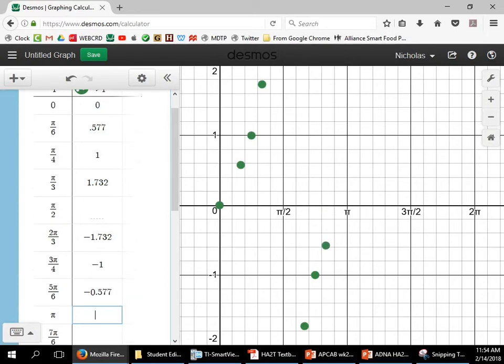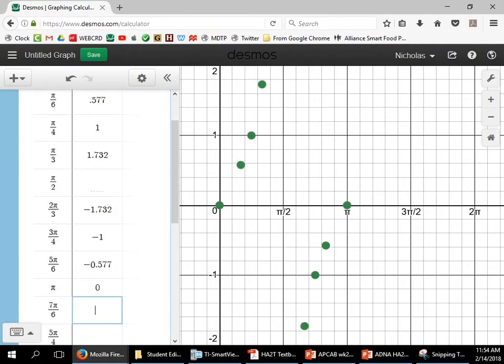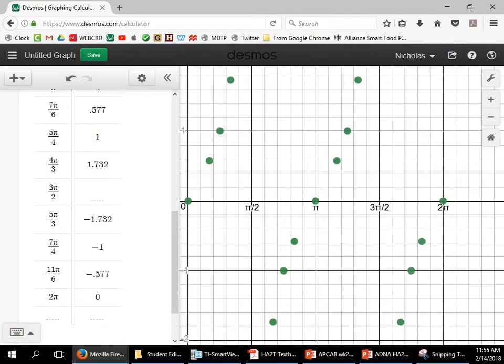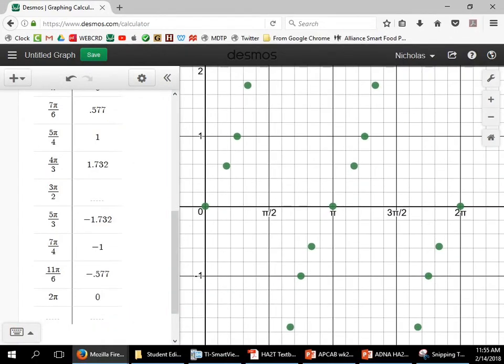Okay, can you go faster? 0. Positive 0.577. Oh, what's that pattern? Look at that pattern. Is this next one 1? Yes. That's 1. What's next? 1.732. And then? Nothing? Yeah. Okay, and then? Negative 1.732. And then? Negative 1. There you go.